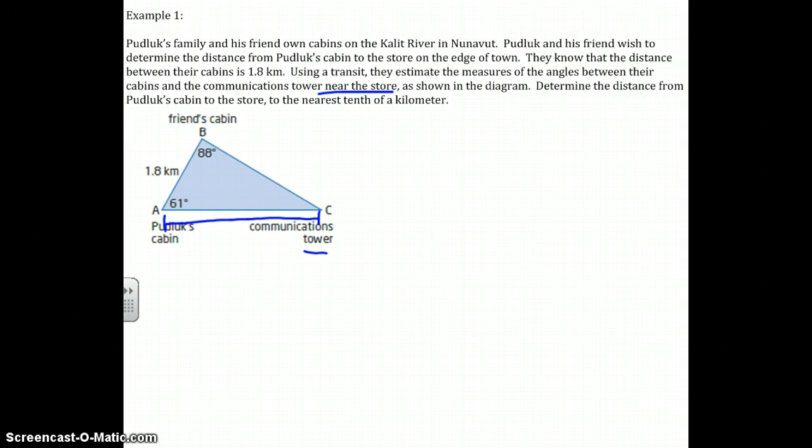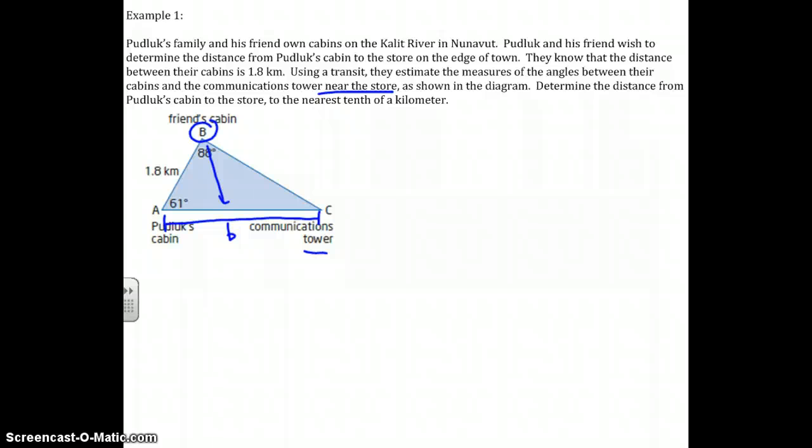Okay, the convention we use for triangles is the length of the side is the same letter as the opposite vertex. So here is the opposite vertex. So this side here we call little b. So that's what we're looking for, is little b.